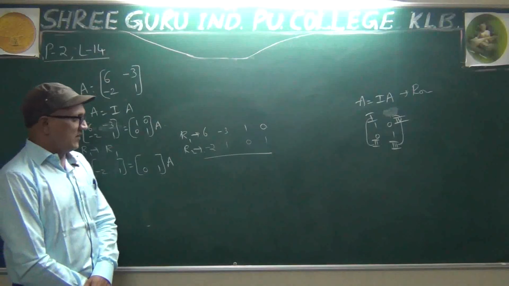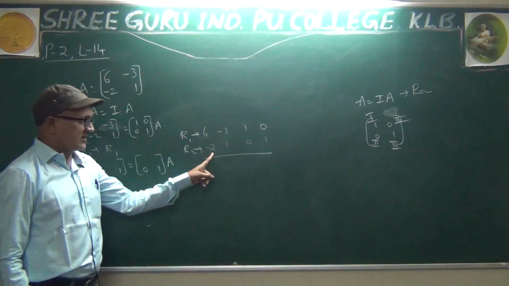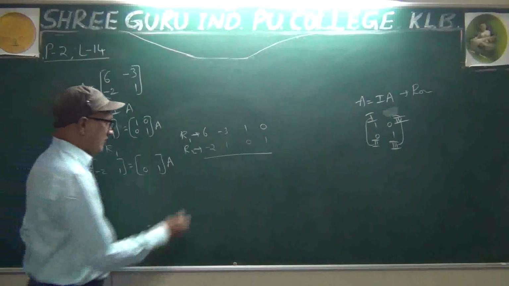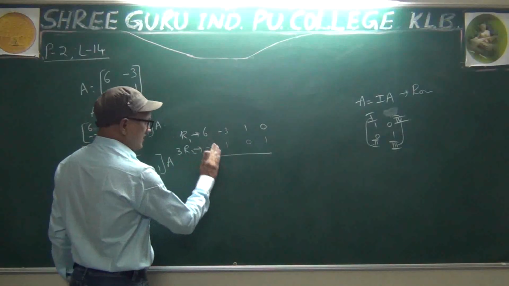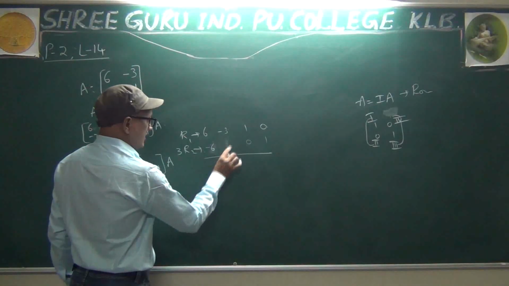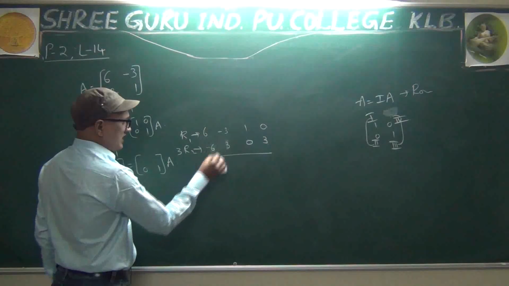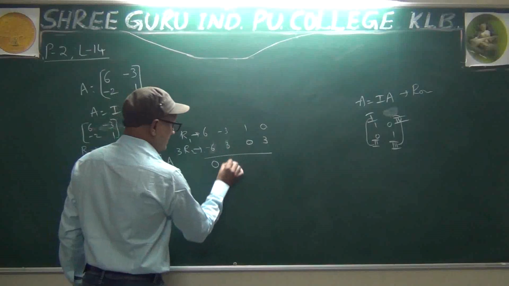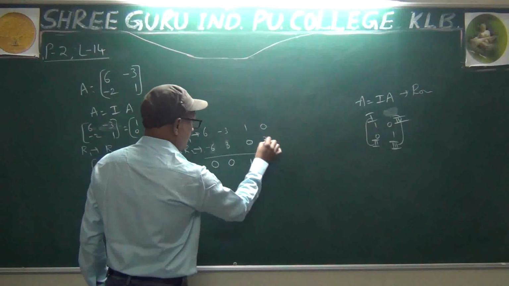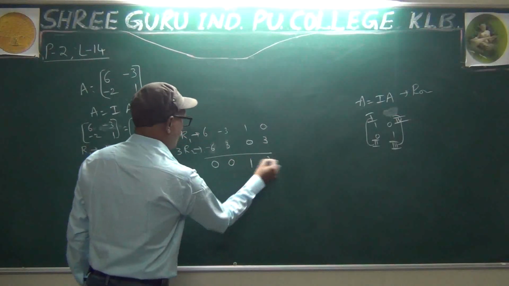We have to multiply with 3. 3 2s are 6, 3 1s are 3, 0. 3 1s are 6 minus 6, 0; minus 3 plus 3, 0; 1, 0, 0, 1, 3.